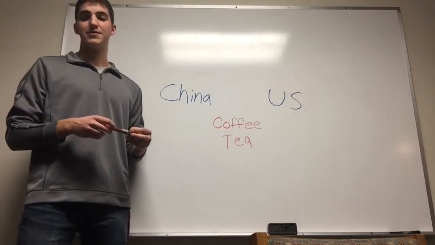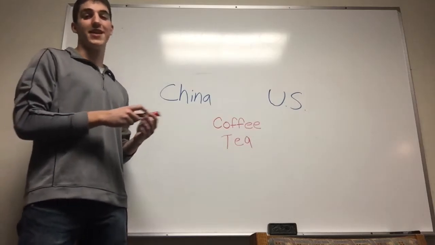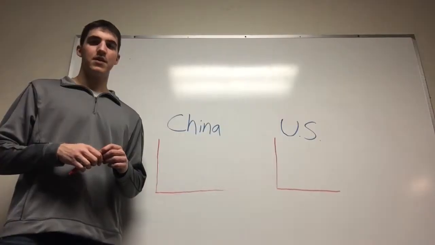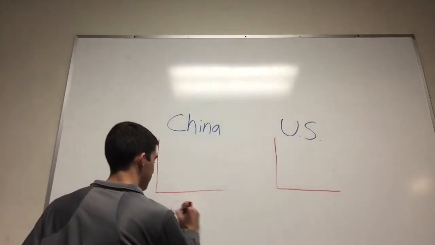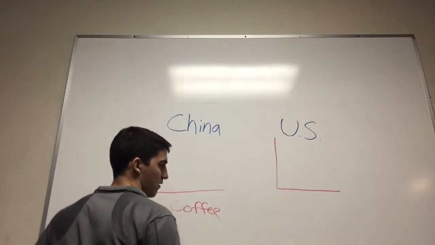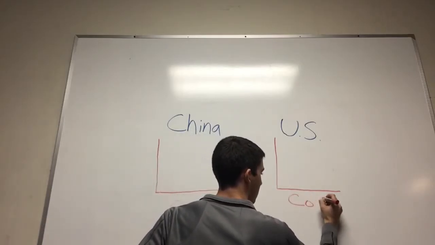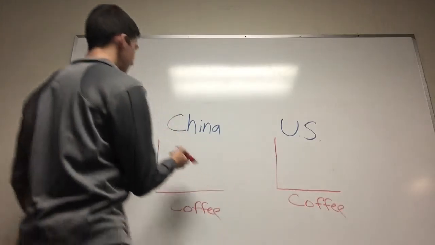After picking these two items, you need to create two different graphs, one for each country, and plot the two goods on the X and Y axis. Now that we have our two graphs up here, let's plot coffee on the X-axis and then tea on the Y-axis.